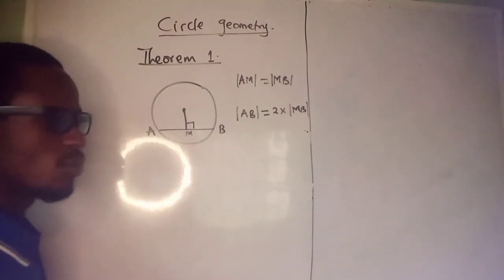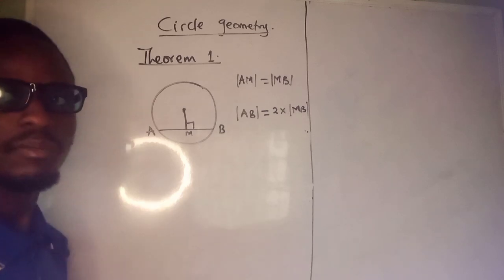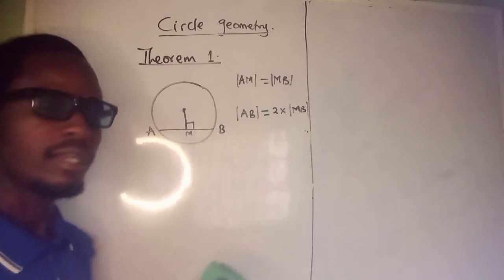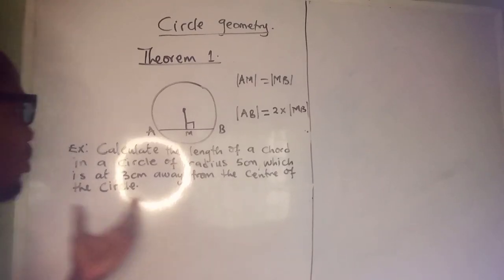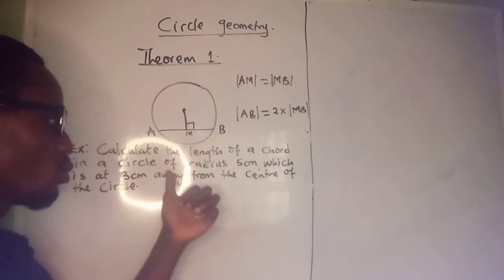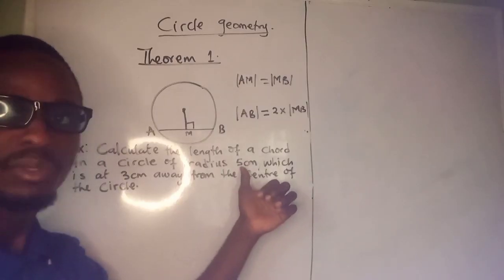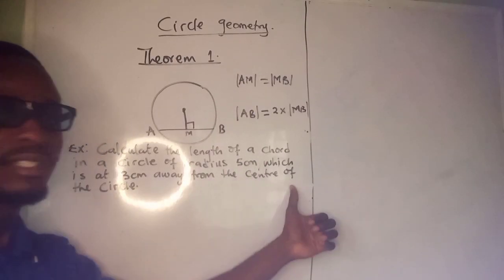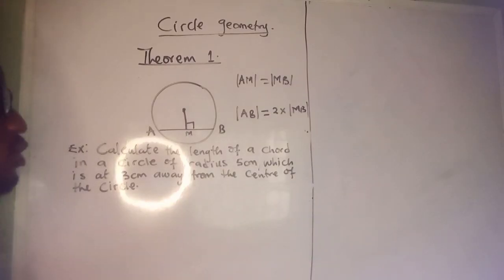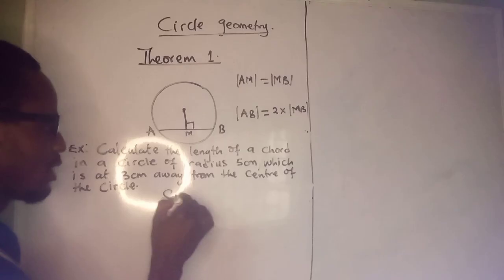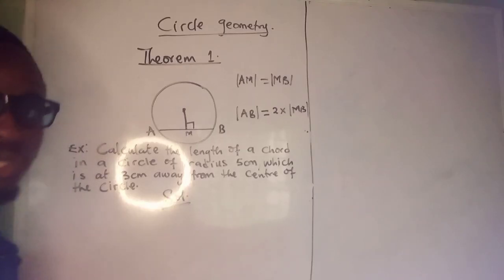let's look at a question that has to do with this. Okay, welcome back. The question is also here. The question says calculate the length of a chord in a circle of radius 5 centimeters, which is at 3 centimeters away from the center of the circle. So looking at what we have just said, we can interpret that into a diagram before we then solve it.